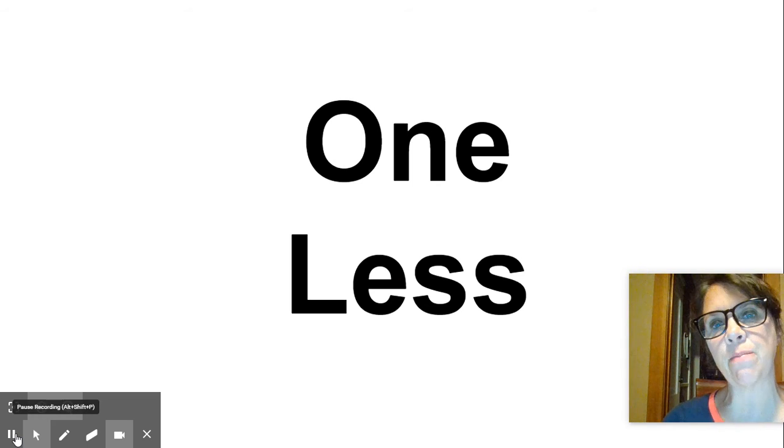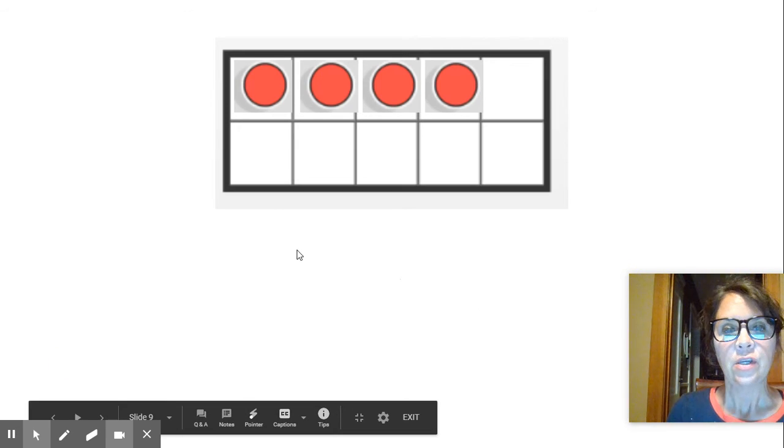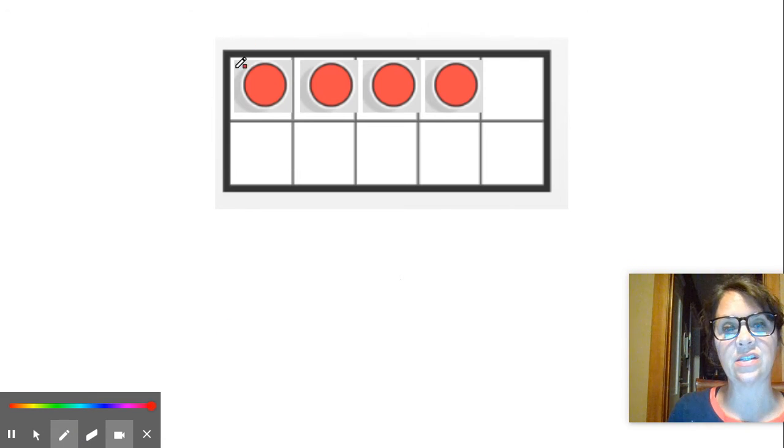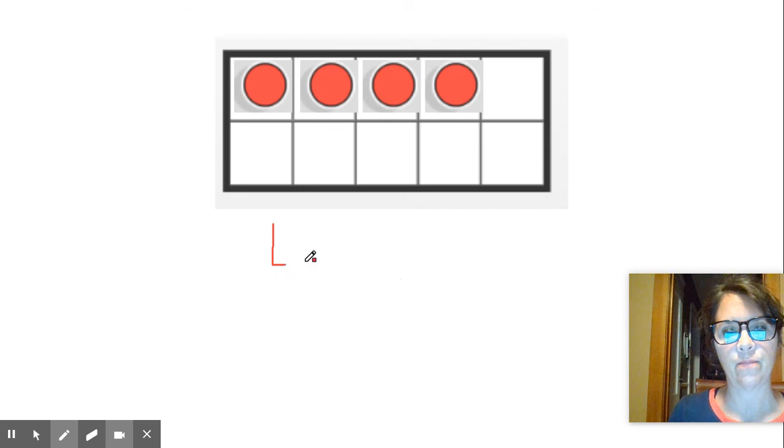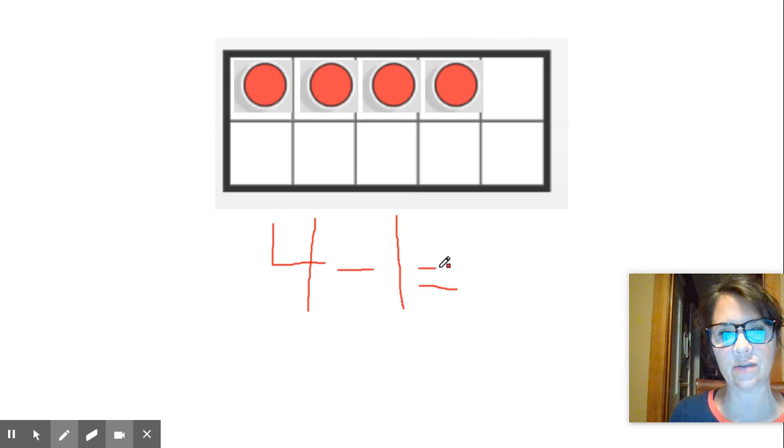So think about it. If you have a group of something, say like a handful of candy, and you give one to someone else, that would be one less. Okay, so we want to think about when something goes away, it's less. So we're going to practice with one less. So watch, we're not writing anything on our board right now. So we start with 4. Okay, and we want to think about if we took 1 away, how many would we have left?